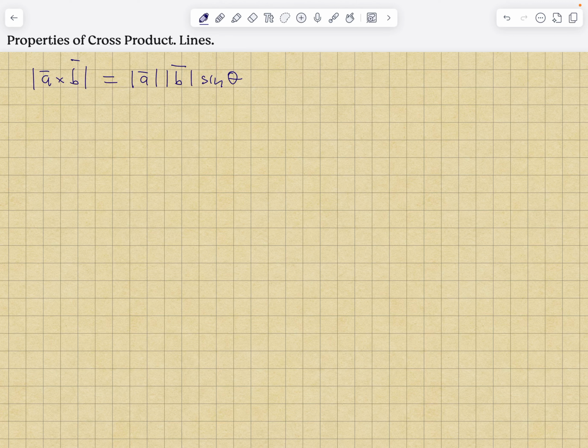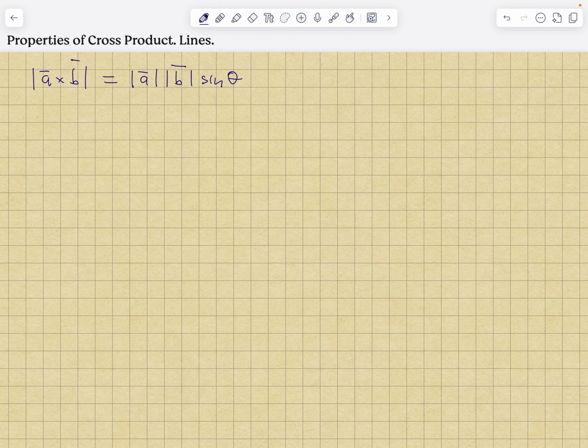We now continue with properties of cross product. So this is the equation that we established in class last time, which defines the magnitude of a cross product between two vectors that are at an angle theta between them, with a factor of sine theta. So today I want to start by looking into some geometrical meaning of this expression.